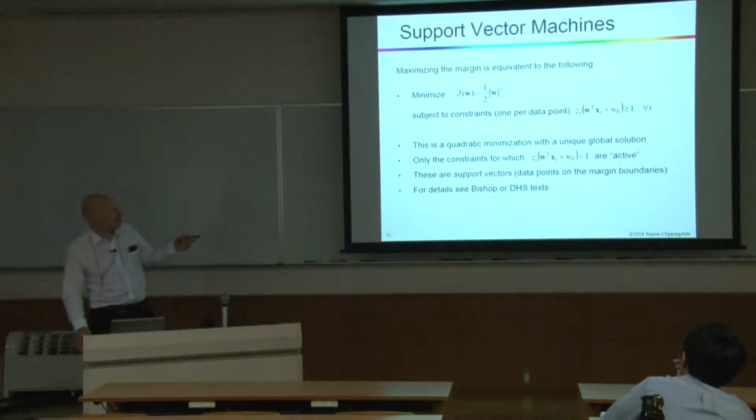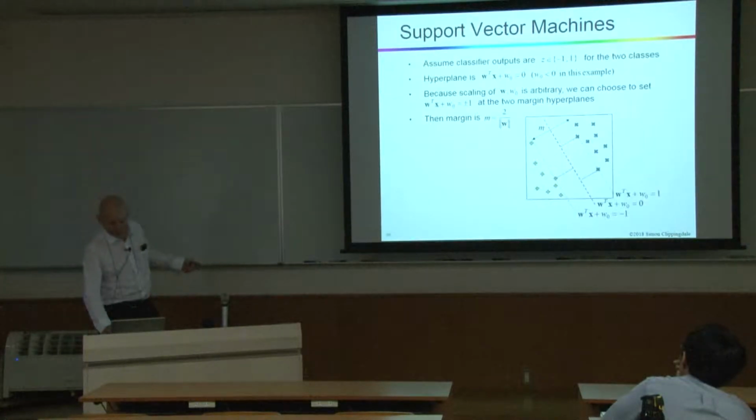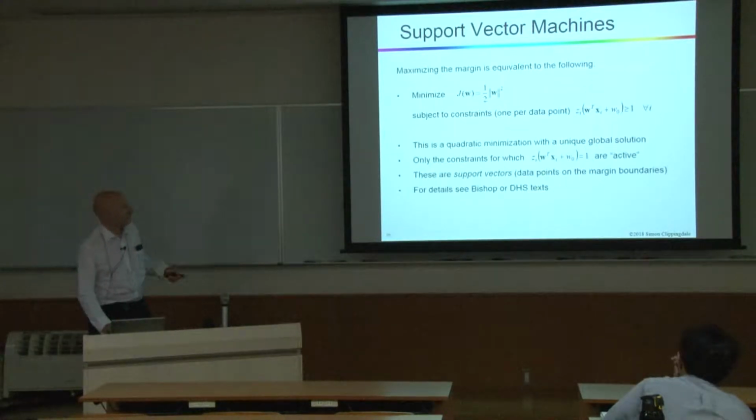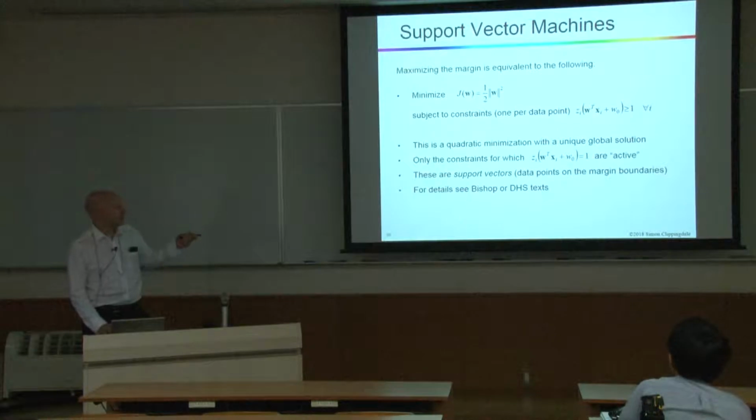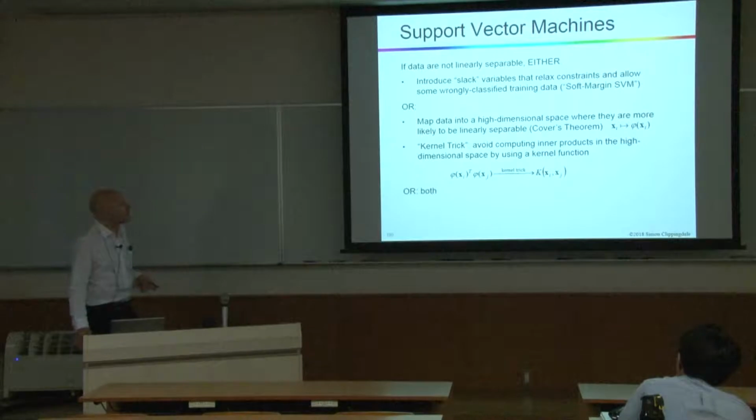And only the constraints for which this thing is exactly 1 are active. Here the constraints are greater than or equal to 1, only those for which it's exactly 1 are active, and those are the so-called support vectors, which are the points on the margin boundaries. In that previous example here, there were only 3 of them, 1, 2, 3. And this makes the computation considerably easier. Details of the derivation, see these texts, so I'm not going to bother going through the whole thing.